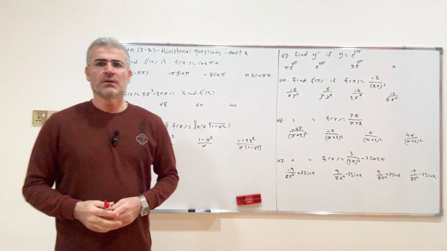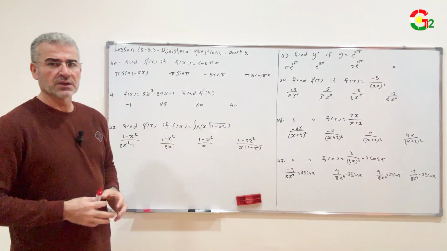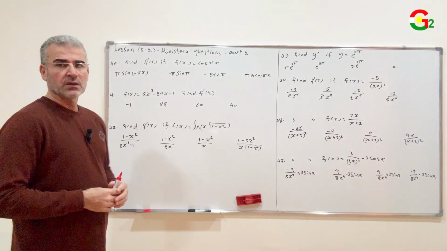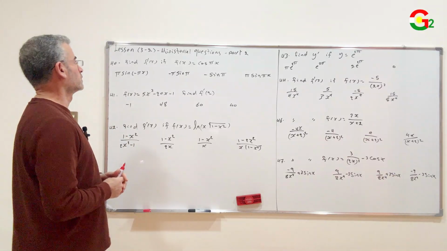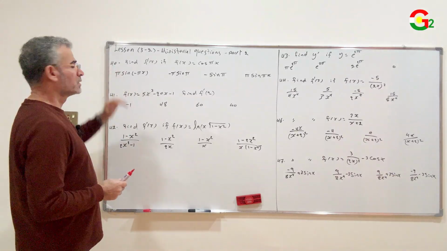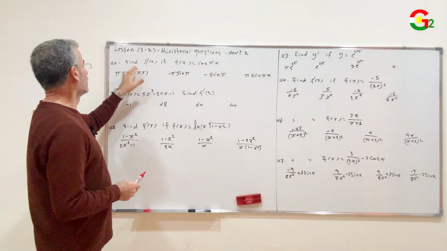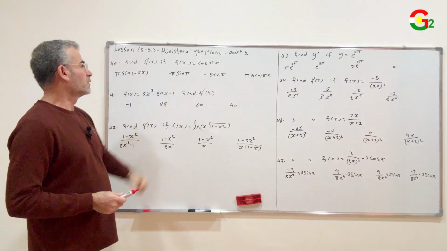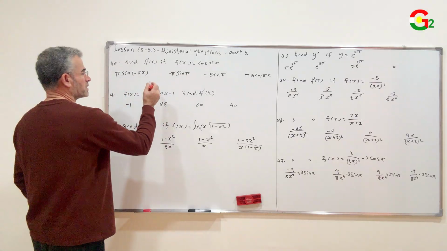Hello everyone. In this lesson we complete solving the ministerial question of differentiation rules, Part 2. We reach question number 40. Find the derivative of cosine pi x.